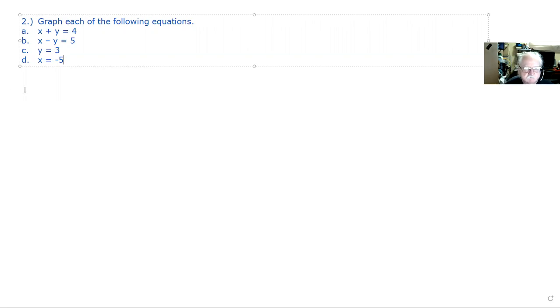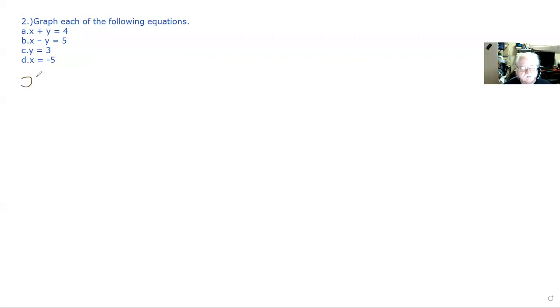They've given us x plus y equals 4, and I'm going to draw this little chart here. And we're going to have x and y, and these are going to be our ordered number pairs.